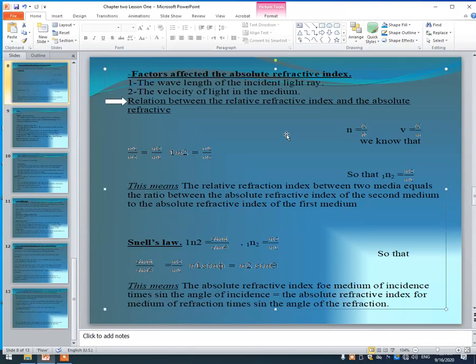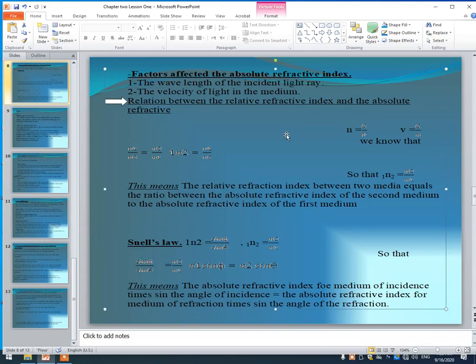Hi, dear students. Now we reach the last part of lesson 1, chapter 2, the light. This part starts with Snell's law. Snell's law studies the relation between the relative refractive index and the angle of incidence and the angle of refraction.